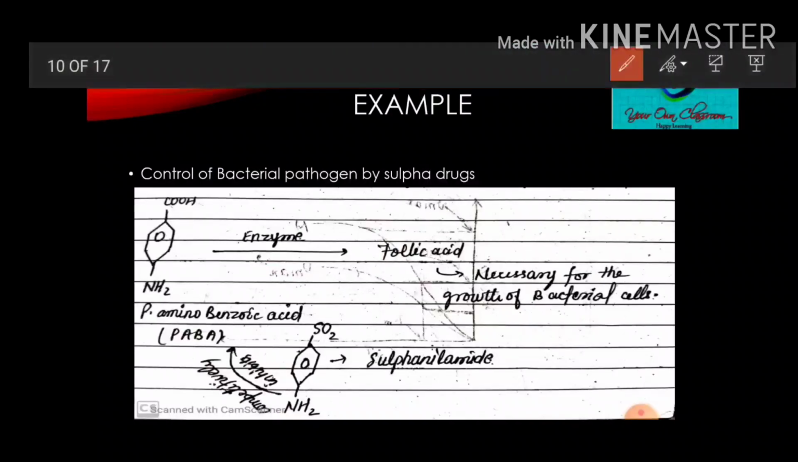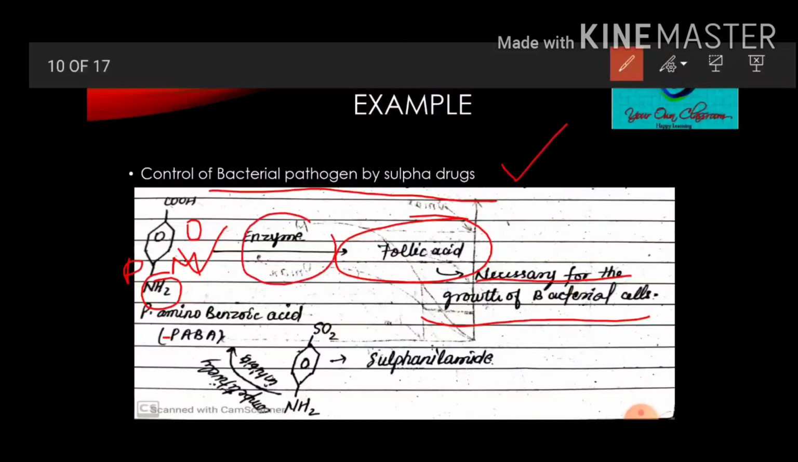This example is of control of bacterial pathogens by sulfa drugs. So let's see what is happening here. The first structure is of para-aminobenzoic acid. As you can see, this is ortho, meta and para. So on the para position you can see there is an amine group. So this structure is called para-aminobenzoic acid, and this substrate is very important for the formation of folic acid. Folic acid is necessary for the growth of bacterial cells.